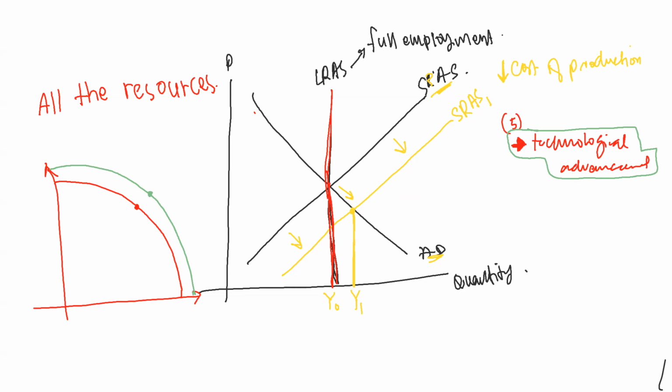Is it technological advancements? Yeah. If there is a technological advancement, that means that we can now hire fewer people, but we can make more output because we have good technology. When we have good technology, it will increase our production, and hence in the long run, this curve will shift outwards. This will be our new intersection on this, actually.